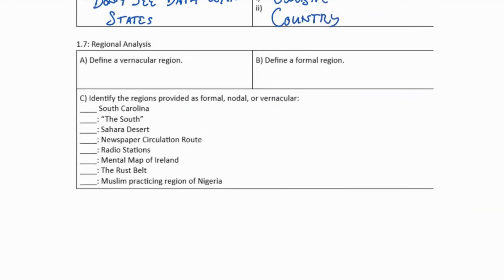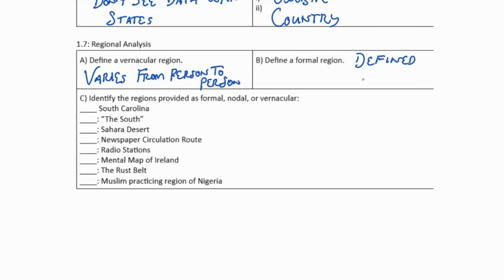Now let's move on to the last concept of Unit 1, regions. So part A is to define a vernacular region. So a vernacular region varies from person to person. And we call these perceptual regions because they are up to a person's perception. What I may think is part of the South in the United States may not be the South for you. Define a formal region. These are defined regions. They are not up for interpretation.